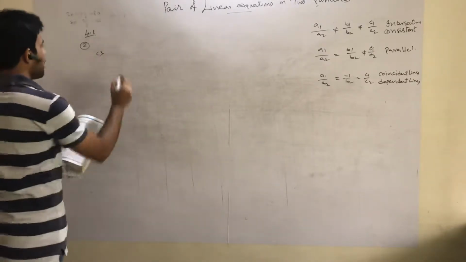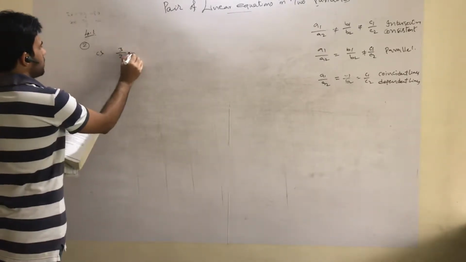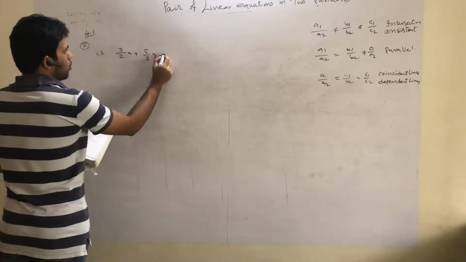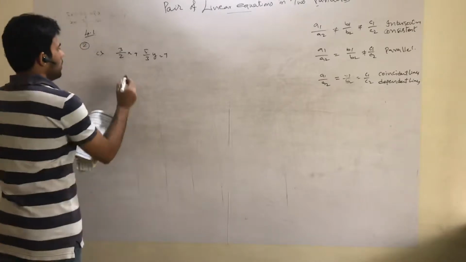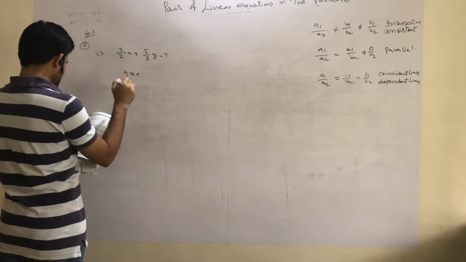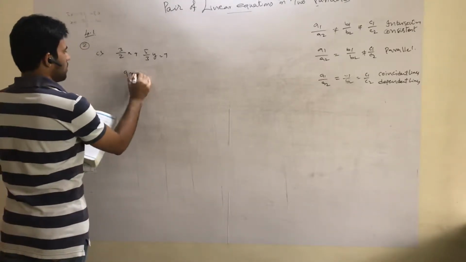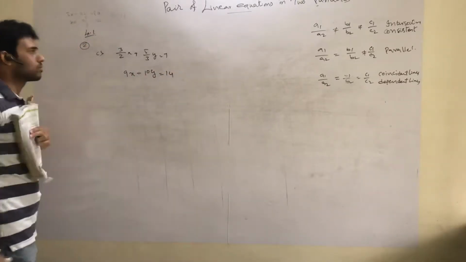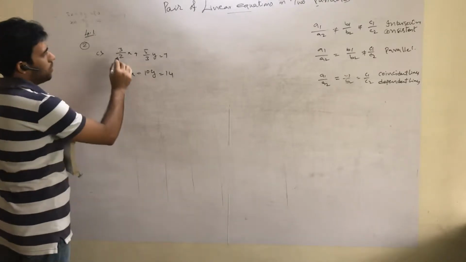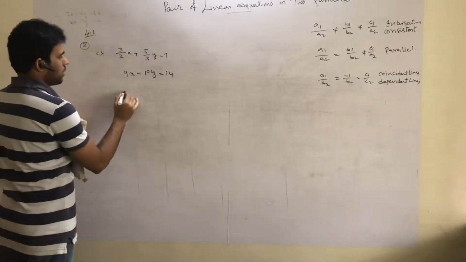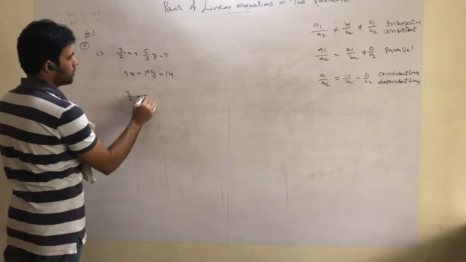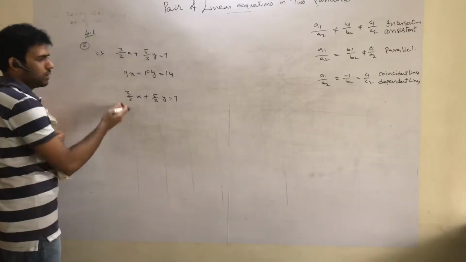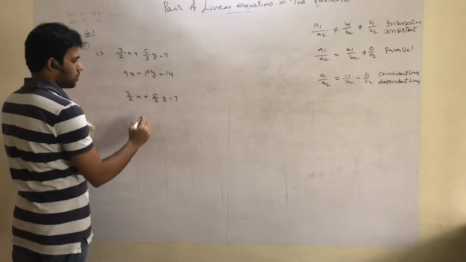So what is C? It is 3 by 2 x plus 5 by 3 y equal to 7. And similarly the second linear equation is 9x minus 10y equal to 14. Now I will make the first equation in a proper way. So let's consider the first equation, 3 by 2 x plus 5 by 3 y equal to 7, and take the LCM and normalize this equation.